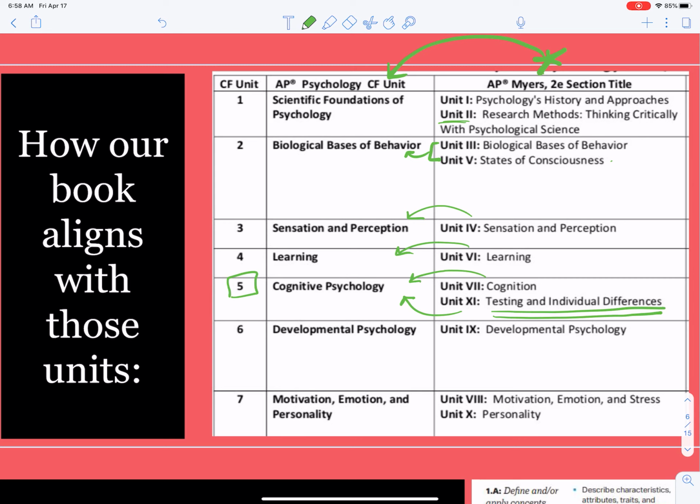Okay, developmental psychology stays the same, and motivation, emotion, and personality used to be 2 separate units in our book, but now they are lumped into one called Unit 7 in the new curriculum. Okay, and that is the unit that we ended off right before we started this review.